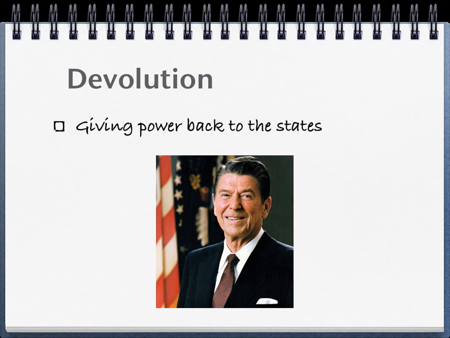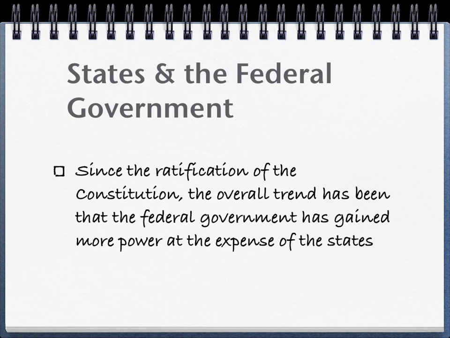And finally, the last slide of this entire unit is basically something summing it up. Since the ratification of the Constitution, the overall trend has been that the federal government has gained more power at the expense of the states. So in other words, as the Constitution was originally written, the states had lots and lots of rights and powers. The federal government did not have very many. Today, it's pretty much the opposite. Federal power has continuously grown. States have gotten weaker and weaker, and that's a trend that we see right down to this day.